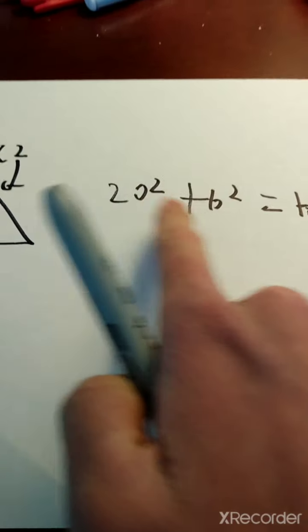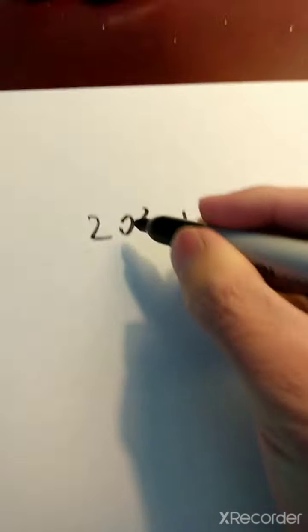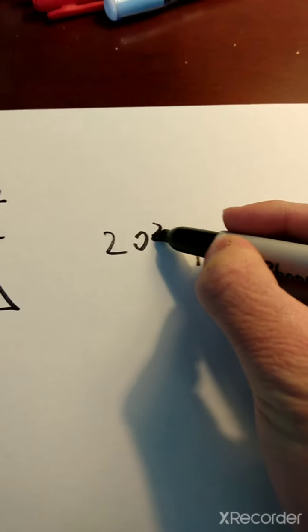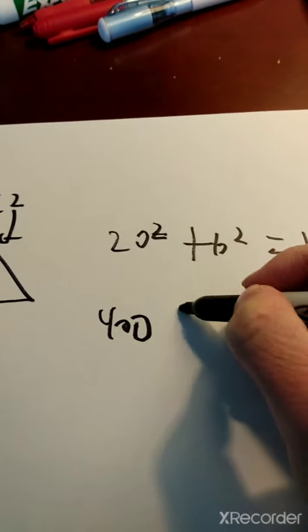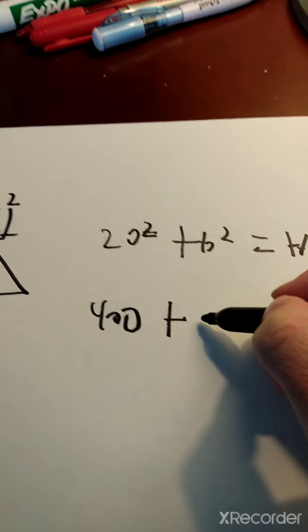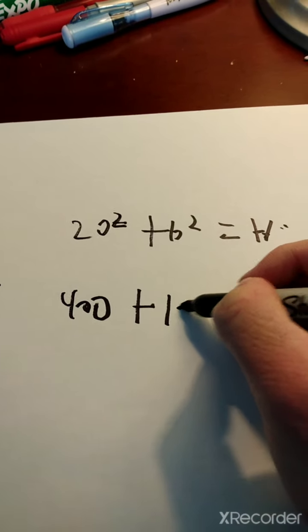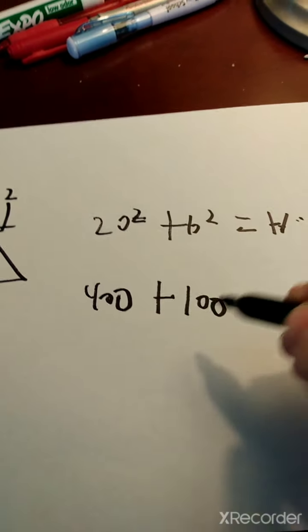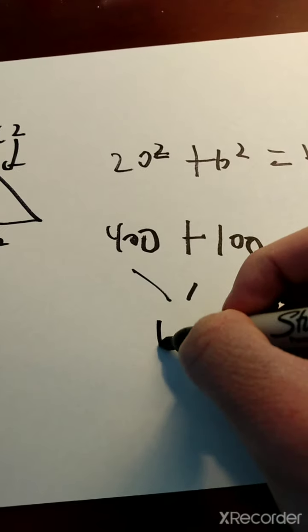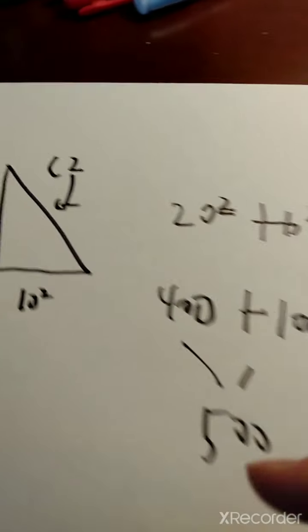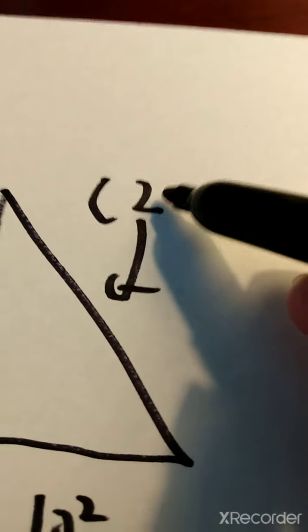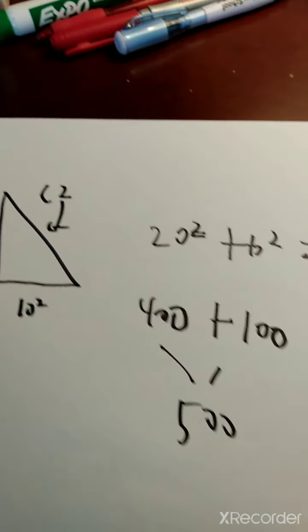Well, we have to put this in our number form. So 20 times 20, because of that squared, would be 400. And then we add 10 times 10, that would be 100. So then we add them together to get 500. But we're not done yet. The answer says that the hypotenuse is also squared.